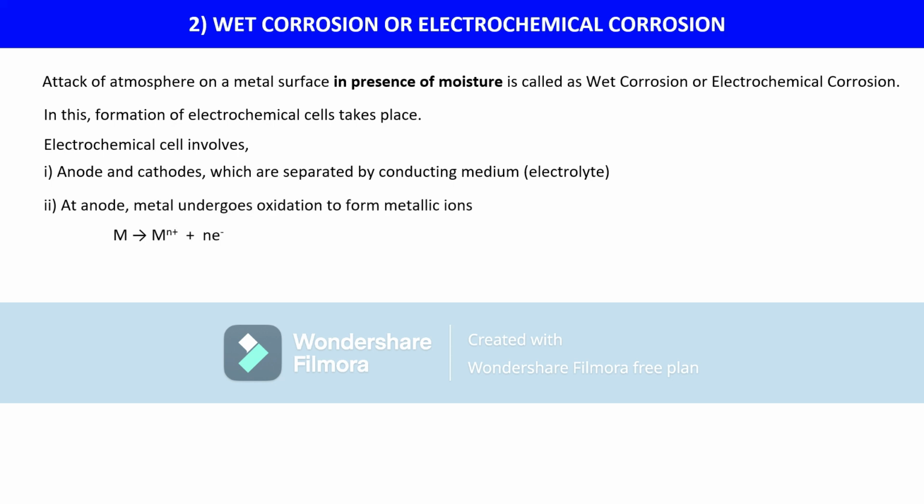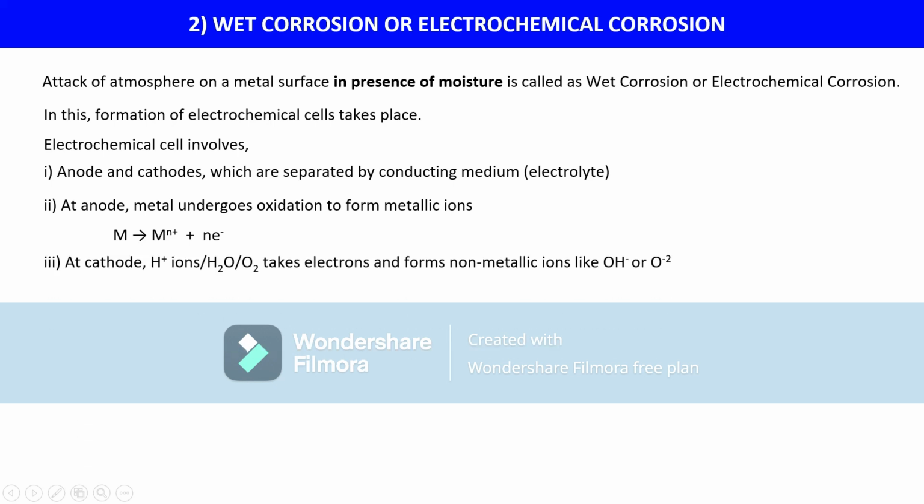In the second step, at the anode, metals undergo oxidation. It is always common: at the anode, an oxidation reaction takes place. In this type of corrosion, at the anode, metals undergo oxidation and form metallic ions. For example, metal represented by M undergoes oxidation and forms Mn+ plus n electrons. The liberated n electrons move towards the cathode.